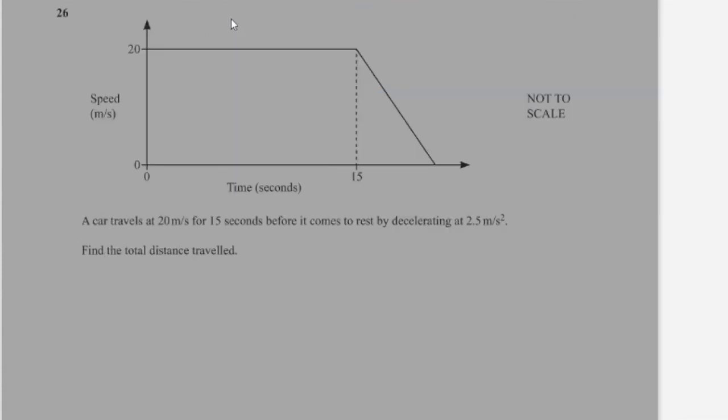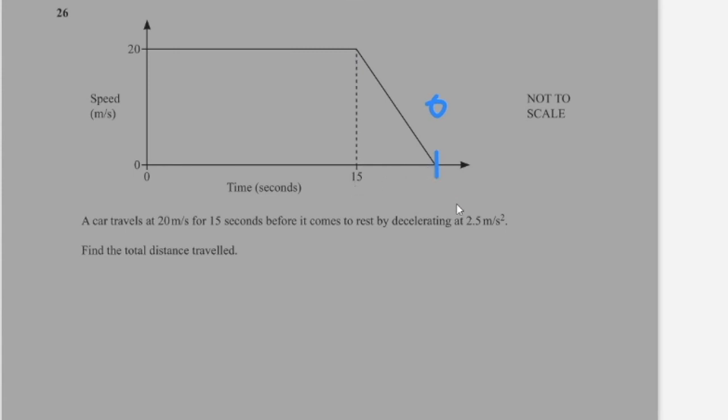Question number 26. A car travels at 20 meters per second for 15 seconds before it comes to rest by decelerating at 2.5 meters per second squared. Find the total distance traveled. Okay, to calculate the distance, we need to figure out the area under this graph. So we know that the y coordinate here is 0, but we need to figure out the x coordinate if we want to find out the area under this triangle.